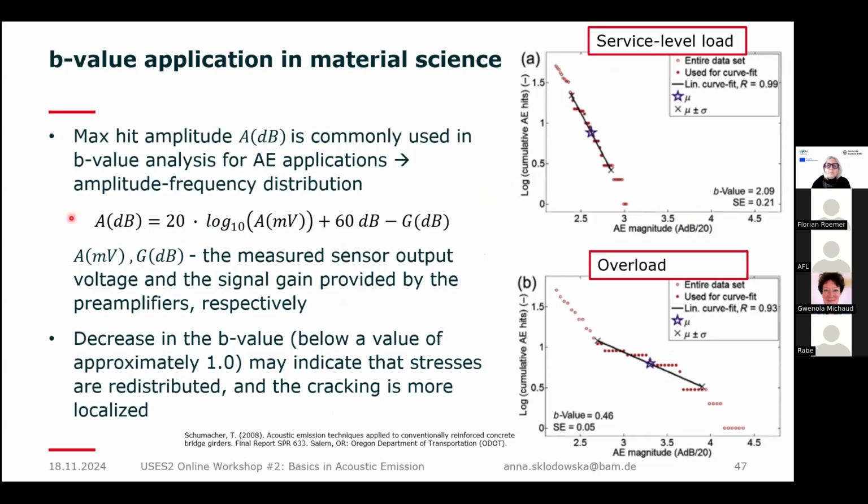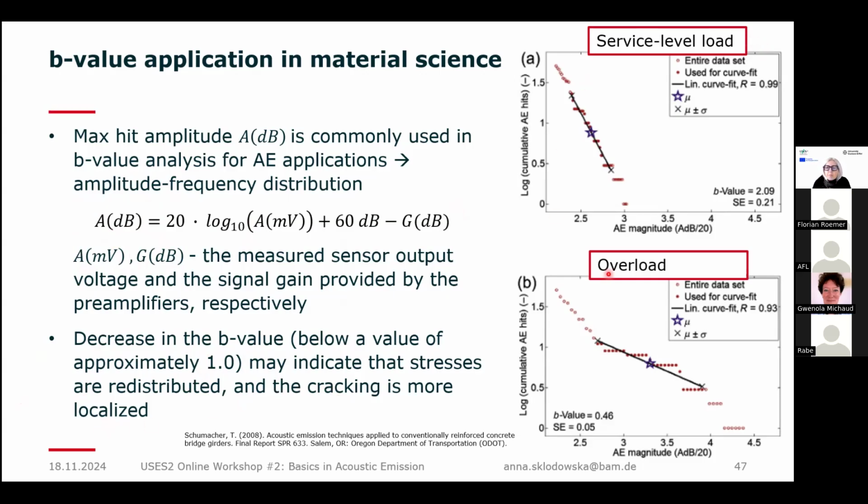So as I said, in this case we don't use magnitude per se, but we usually use the hit amplitude. And then we call it not magnitude frequency distribution, but amplitude frequency distribution. This is the equation that is used to evaluate the amplitude of the signal. And the idea is, for example, in concrete application, and I think I mentioned this before, a decrease in the B value below a value of approximately 1 may indicate that the stresses are redistributed and the cracking is more localized.